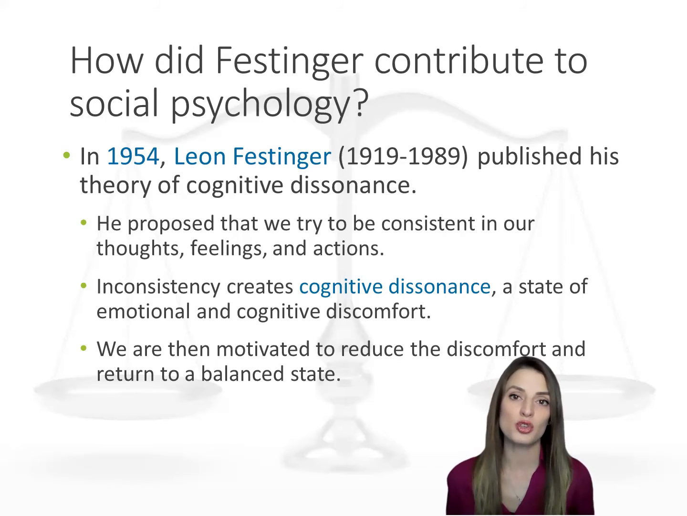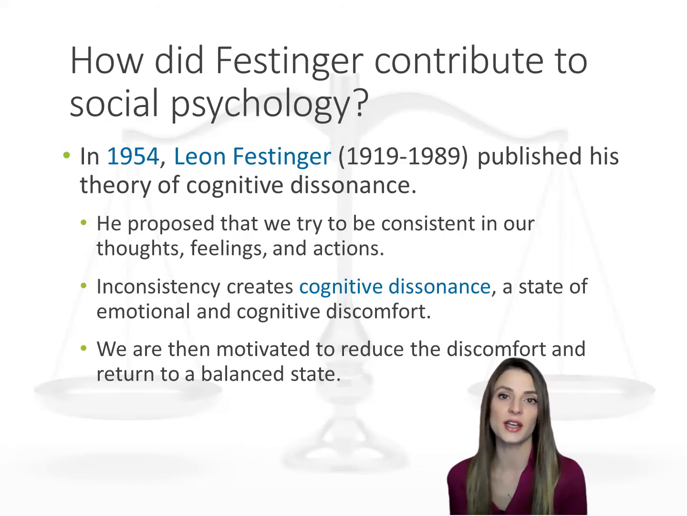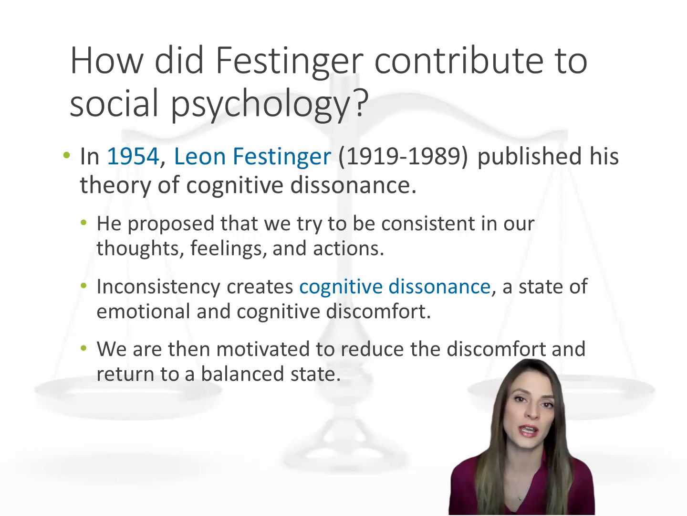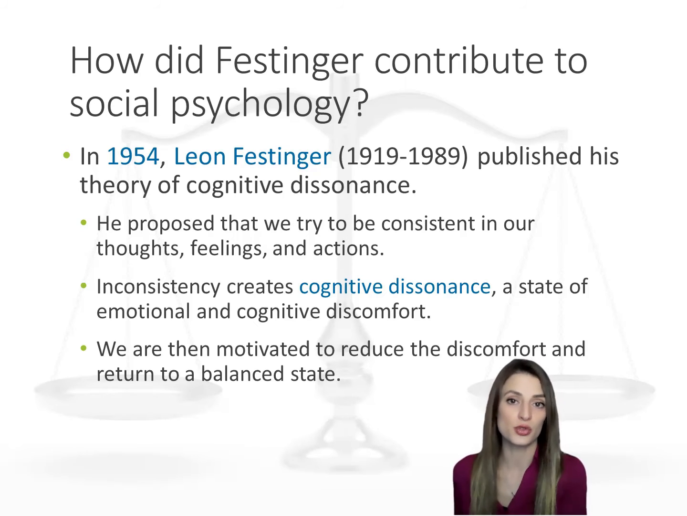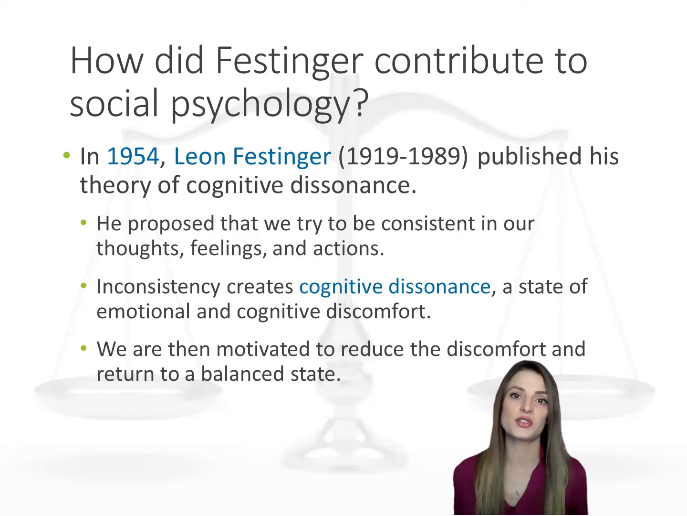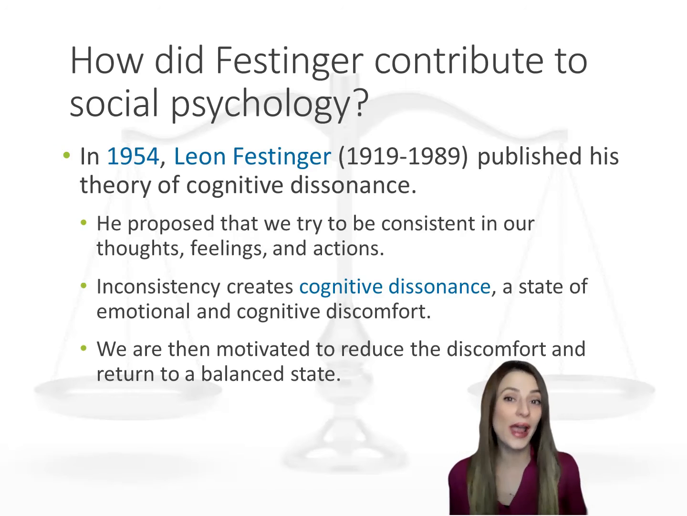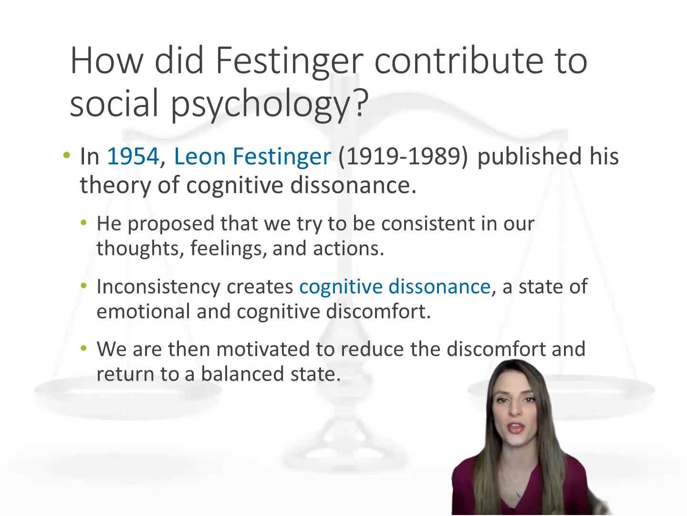The basic premise of his theory was that all humans seek to maintain balance between their behaviors and their thoughts. If you believe you should exercise, then you exercise. If you believe you shouldn't drink, you shouldn't smoke, then you don't drink, you don't smoke. When there is alignment between attitudes and behavior, we have balance. When there is misalignment, when behaviors and thoughts do not match, he said the result is cognitive dissonance.